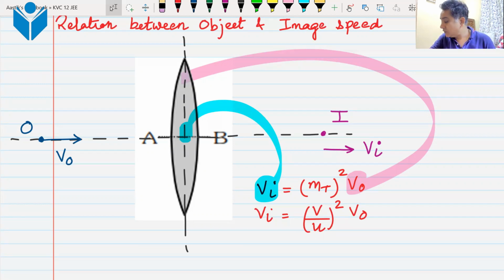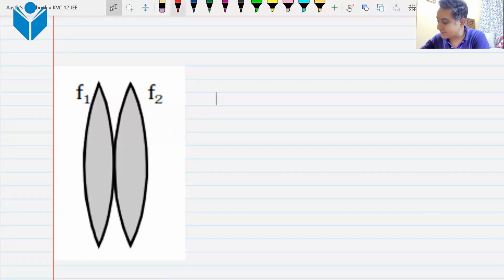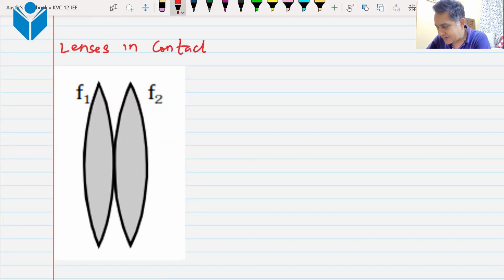That is, two lenses in contact. The first heading is lenses in contact. Why have I written it like that? So I have two lenses that are kept in contact. Now, this combination still behaves like a lens. This combination behaves like a lens. Do we understand this? Yes or no?